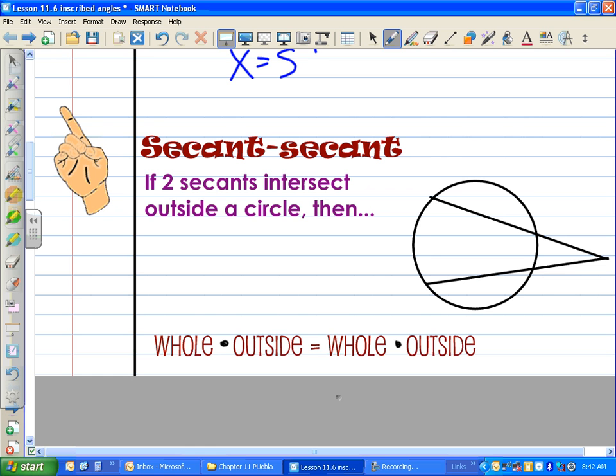So I'm going to explain what this is. Rather than give you a really, really long theorem that the book gives you, I think it's easier to just see it with a picture. And then you'll understand what this is right here, because it basically says whole times the outside equals whole times the outside. Okay, so you'll see what that means right now.